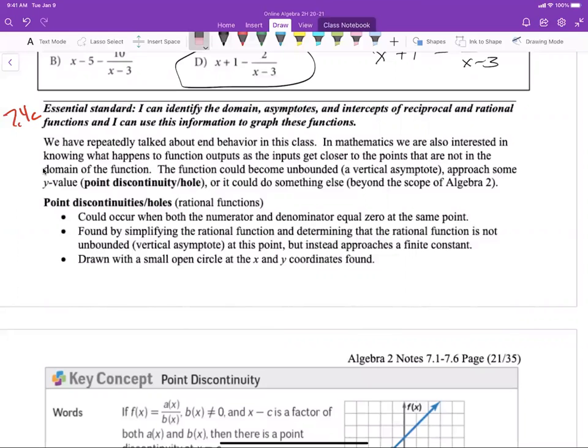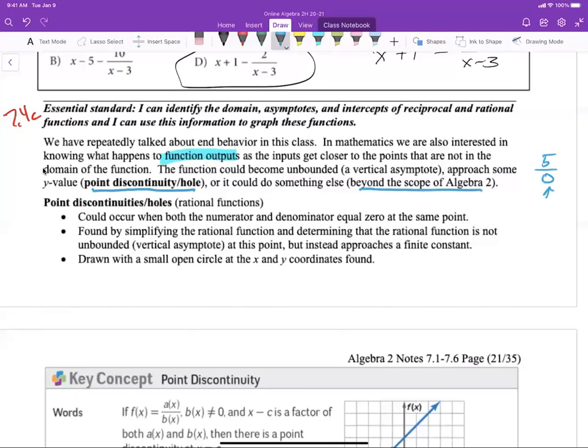So repeatedly, we have talked about end behavior, and we are also interested in knowing what happens to the function output, so my y value, as the inputs get closer to the points that are not in the domain. So the values of x that make the denominator 0. The function could become unbounded. In that situation, we would have some value in the numerator over x, and this would be a vertical asymptote. They could become unbounded or approach some y value, a point discontinuity or hole, which is what we're going to learn about today, or they could do something else, which is beyond our scope.